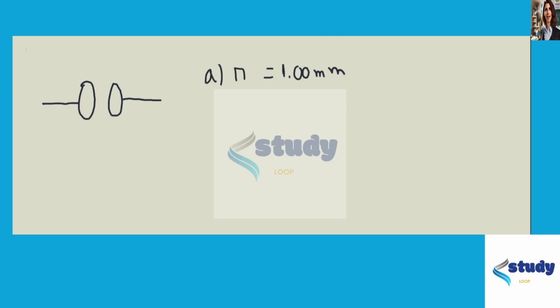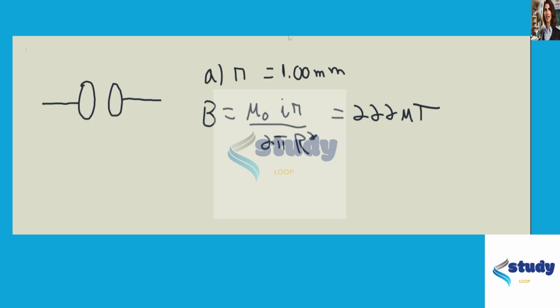So the equation for the magnetic field for this capacitor is mu0 I r divided by 2 pi R squared, r being the distance from the center and R squared being the radius of the capacitor. And for this distance, we have 222 millitesla.